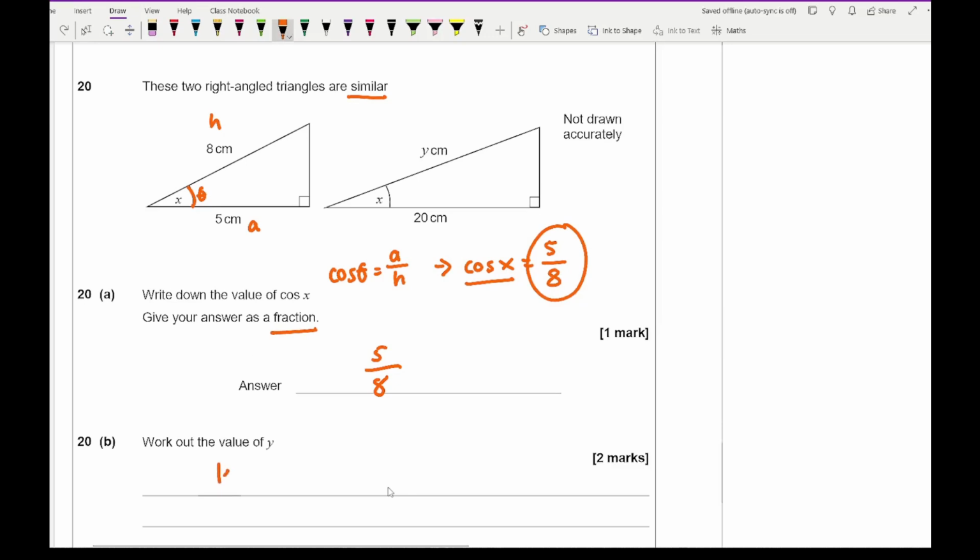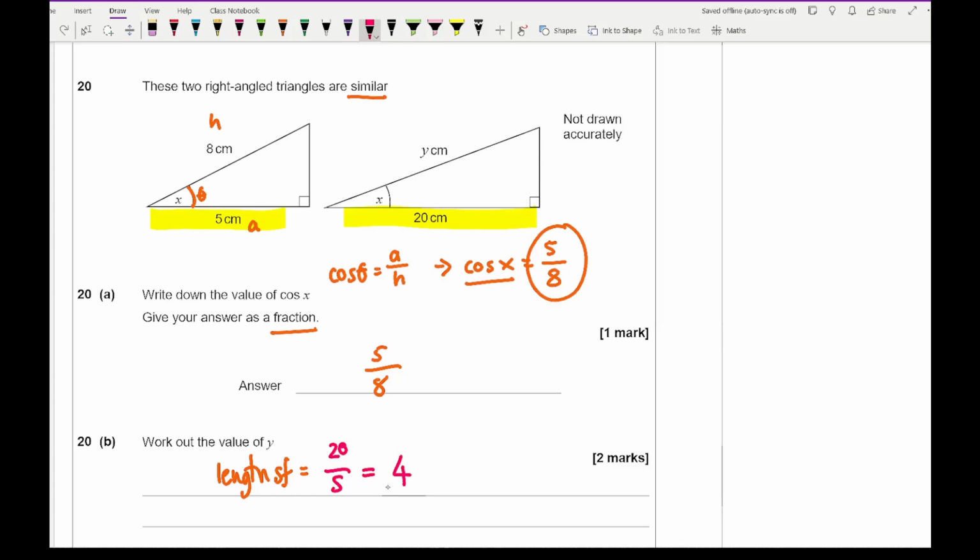Well, for this, the first thing I need to do is to find the length scale factor. And I do that by finding the corresponding sides of both triangles. So I know the base of those. So that's going to be 20 divided by 5. So the length scale factor is going to be 4. So it's 4 times bigger.